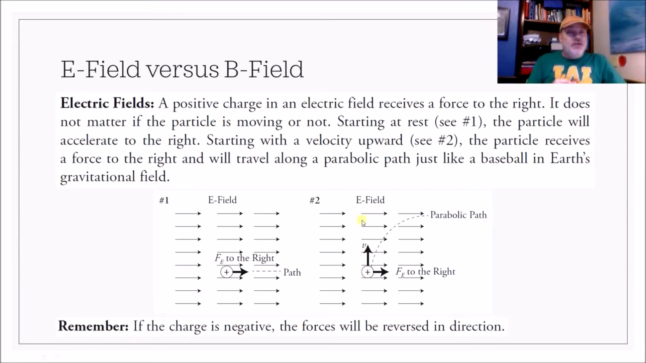Now, if it has a velocity, say upward, as picture 2 shows, then it still gets a force to the right, because positives get a force in the direction of the field, negatives get a force in the opposite direction of the electric field. So this is positive, so it still gets a force to the right, but it's moving upward. So it's going to be just like a baseball in the Earth's gravitational field. It's going to follow a parabolic arc. Now remember, if we have negative charges, the forces will be in the opposite direction.